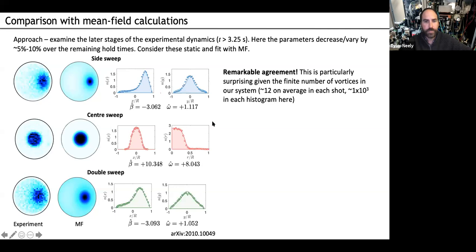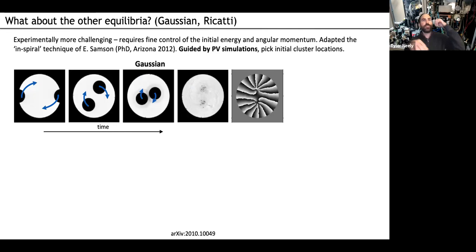Okay, so those were three of those possible A, B, C, D, E equilibria that I described earlier. So what about making some of the other ones? This is some more recent work on this project, where we've figured out ways to approach making this Gaussian state and also the Riccati state. This experimentally is a bit more challenging, given that we needed somewhat finer control over the initial energy and angular momentum, which basically means the number of vortices and their positions.